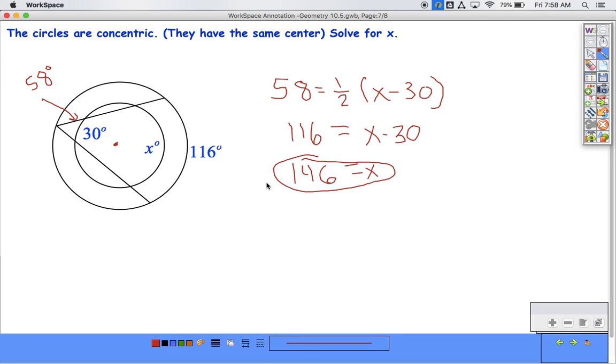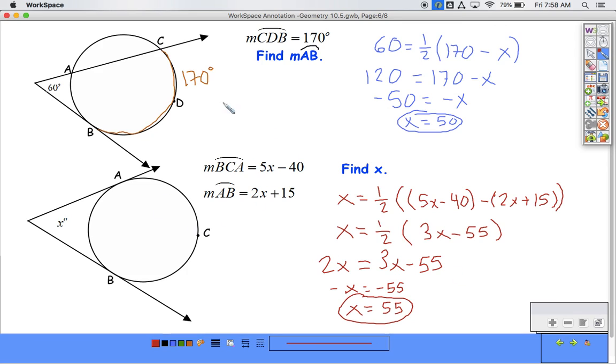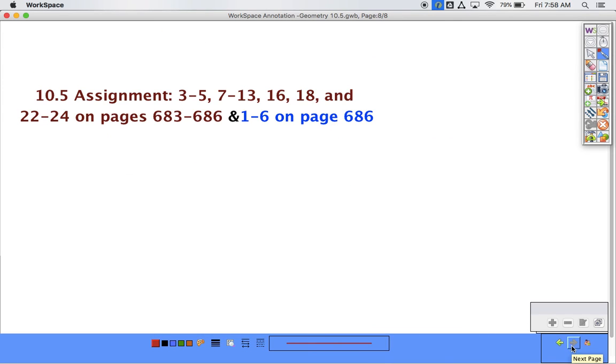Feel free to go back in this video when you're working on problems and you're like, hey, I see a problem like this. Let's maybe go back to this page and look what we did if you don't remember. Okay, same thing here when you're working on these. If you don't remember, when you're working on your assignment, come back to this page and use it as a reference. All right, so here's your assignment.